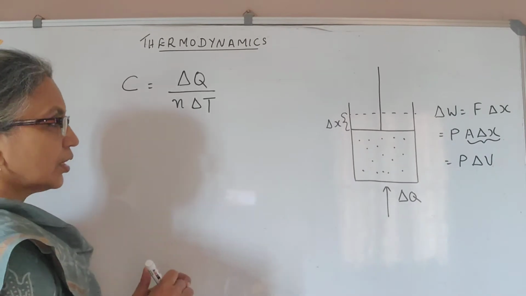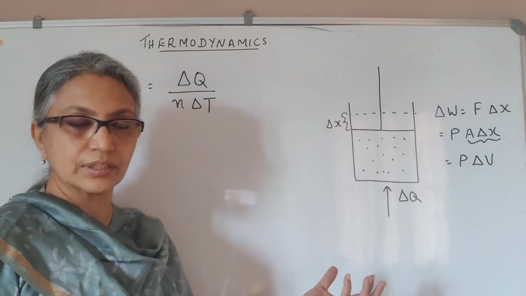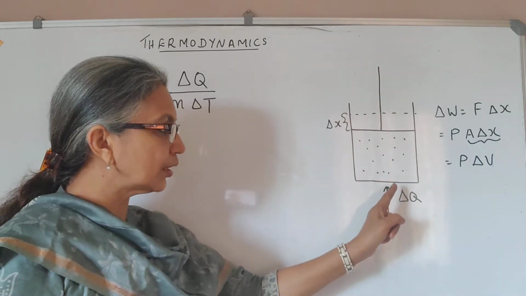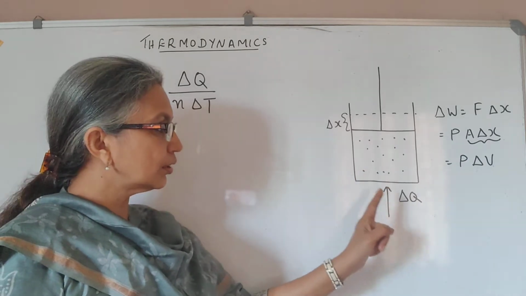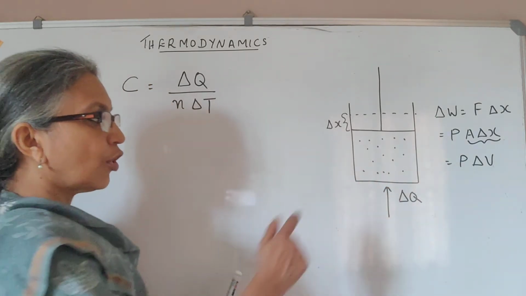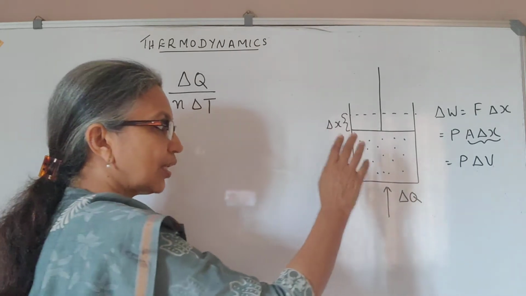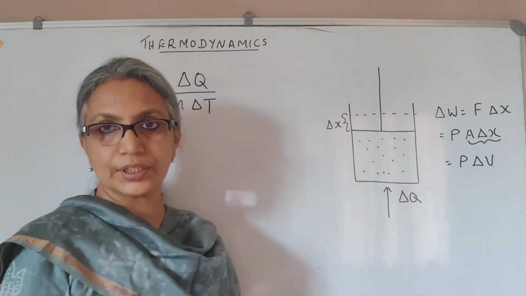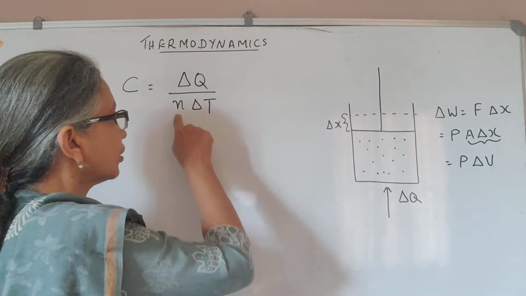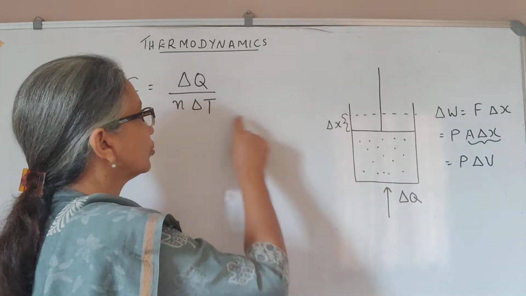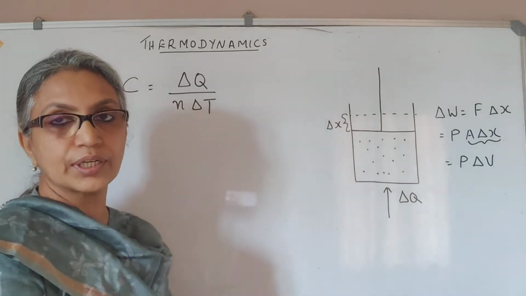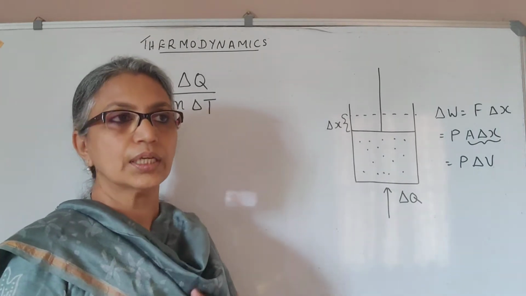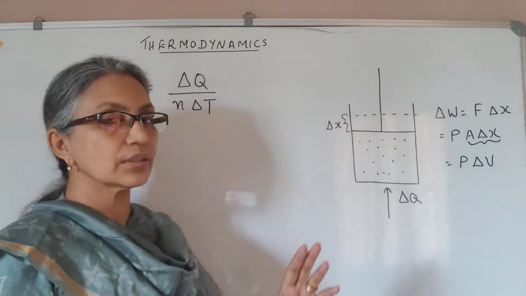For example, suppose the substance that we have taken is a gas enclosed inside a cylinder fitted with a piston, and let's say we are supplying delta Q of heat. This delta Q of heat that is supplied to 1 mole of the gas to raise its temperature through 1 unit, delta T, is what you call the molar specific heat capacity. So the condition is that you need to take 1 mole of the gas and change the temperature through 1 unit. How much heat you must supply for that is the molar specific heat capacity.